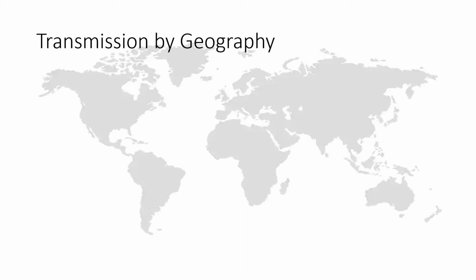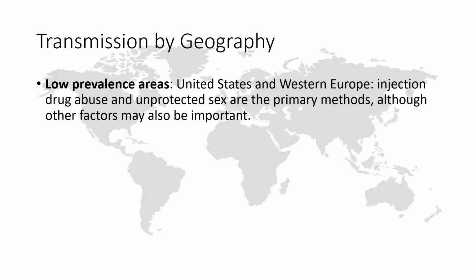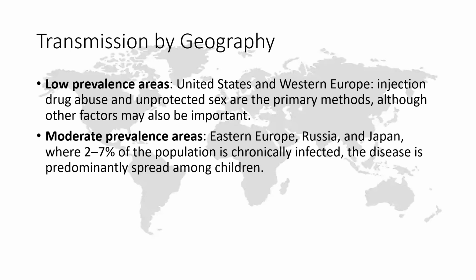How hepatitis B is transmitted in part depends on geography. So in low prevalence areas such as United States and Western Europe, it's typically transmitted through IV drug abuse and unprotected sexual intercourse. In moderate prevalence areas, Eastern Europe, Russia, Japan, where 2 to 7% of the population is chronically infected, it is primarily spread among children.